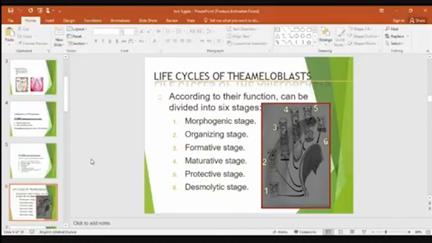Desmolytic stage. We repeat it, memorize it. Morphogenic. This is the morphogenic. And then the organizing stage, formative stage, formation, meaning the formation of the enamel begins. Look here, this line is where the formation of the enamel begins. Formation stage. Maturative stage, Tomes' process begins.